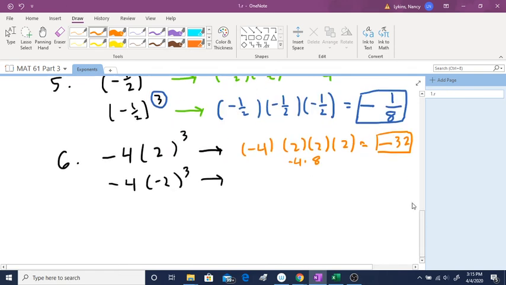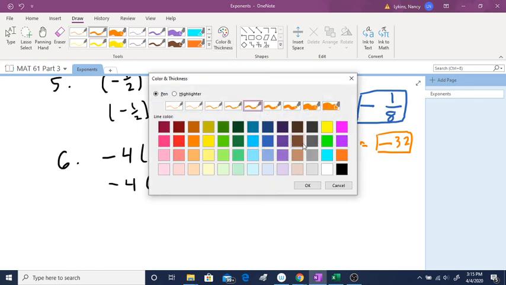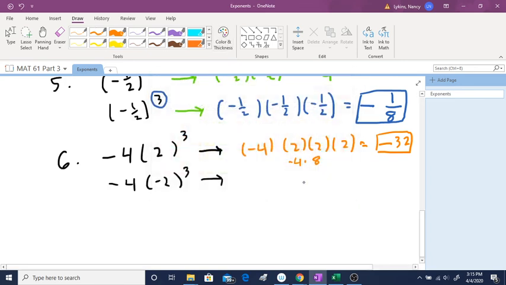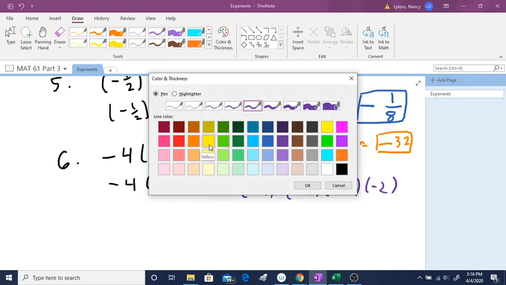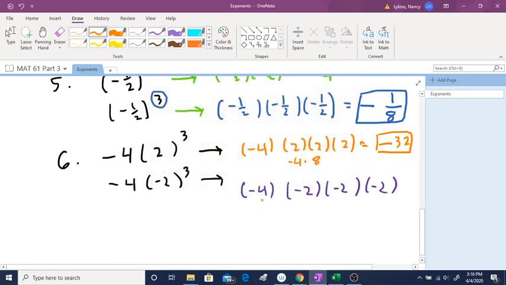Now take a look at the second part of this. I've got a negative 4, and then now I've got 3 negative 2's. Now count up your negatives. How many negatives do you have? You have 4. That is an even number, so I know my answer is going to be positive. So now what I want to do is I'm going to say, okay, negative 4 times negative 2 is a positive 8. Negative 2 times negative 2 is a positive 4. Multiply these together and I get a positive 32.